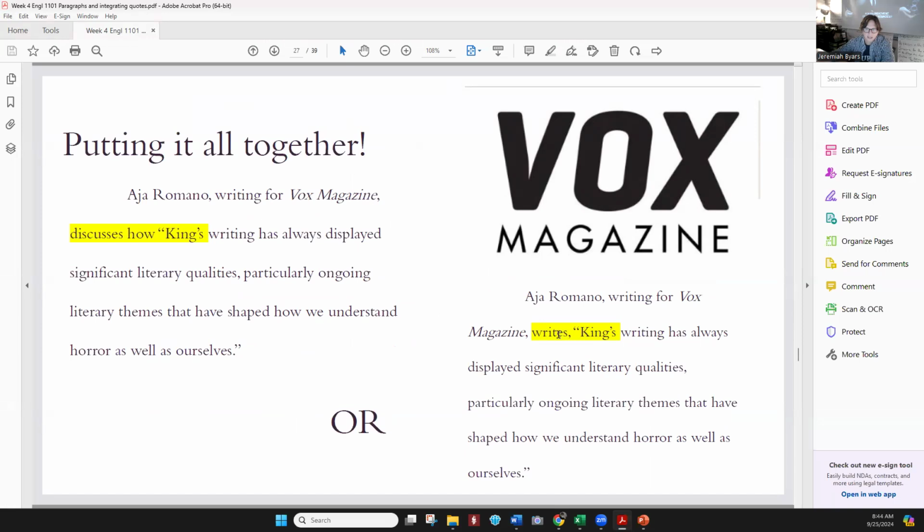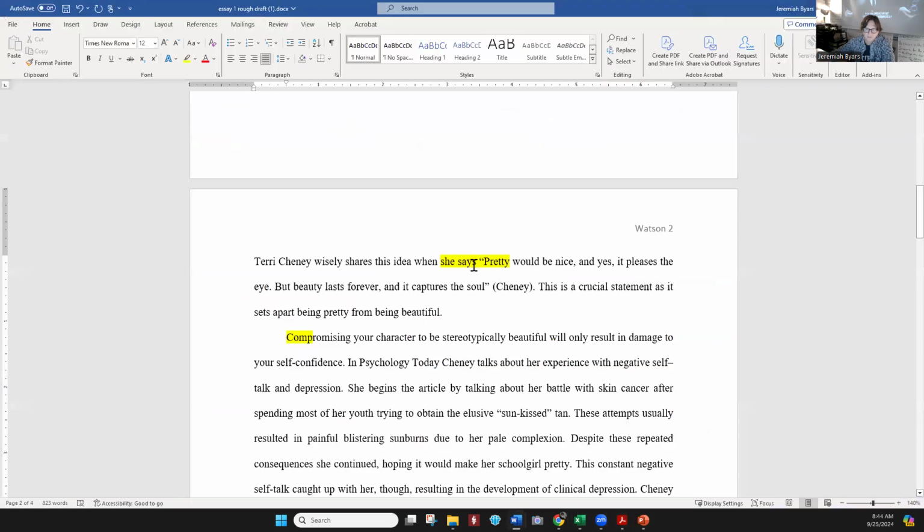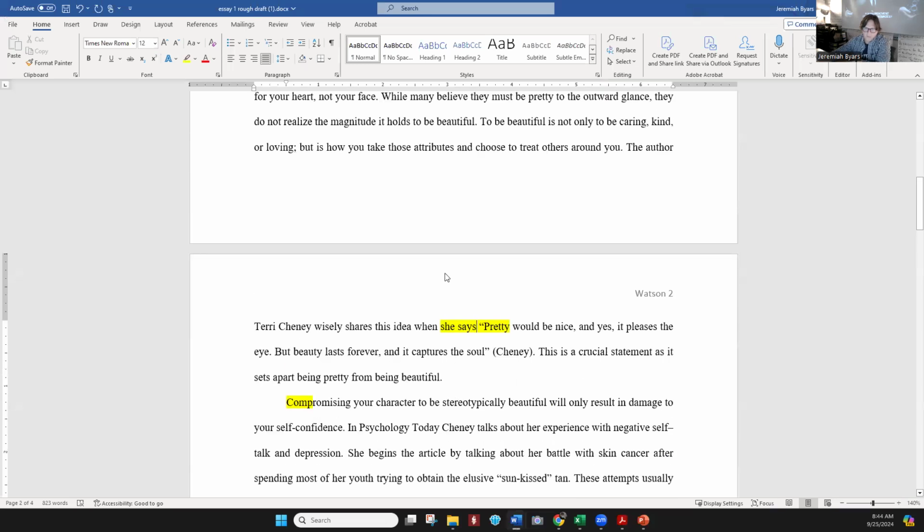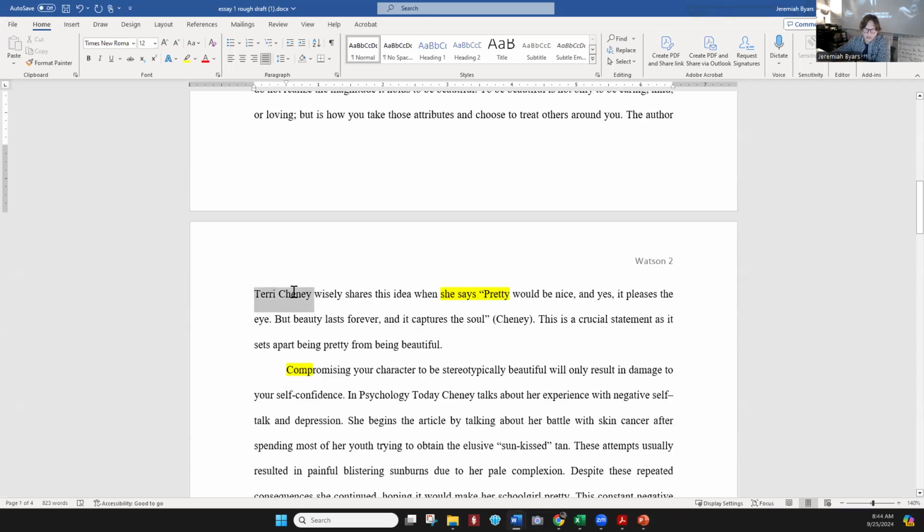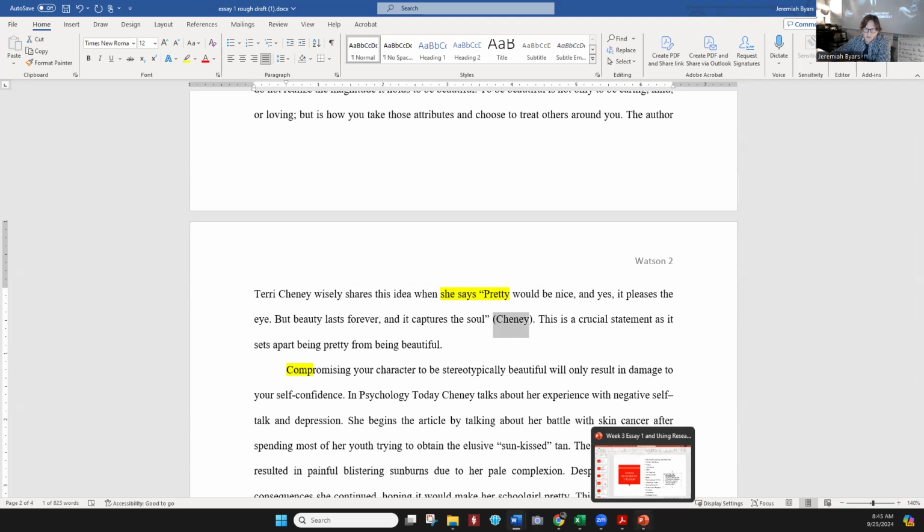I discussed how after a verb, we need to have a comma there, and how we don't have one if we don't have a verb before it. I discussed that in week 4. So that's an error. There should be a comma there. There isn't. And then we have, look, the author, Terry Cheney, says this quote. And then we have the parenthetical citation.